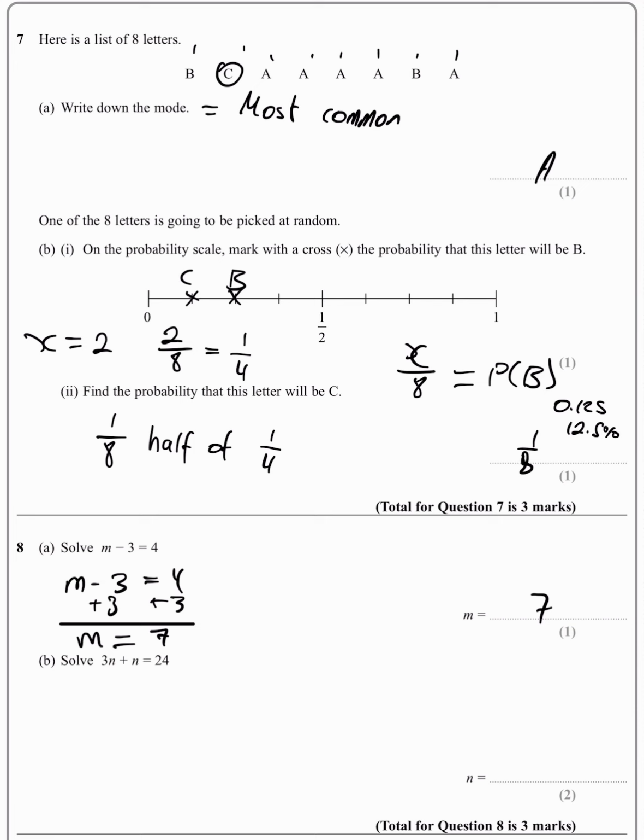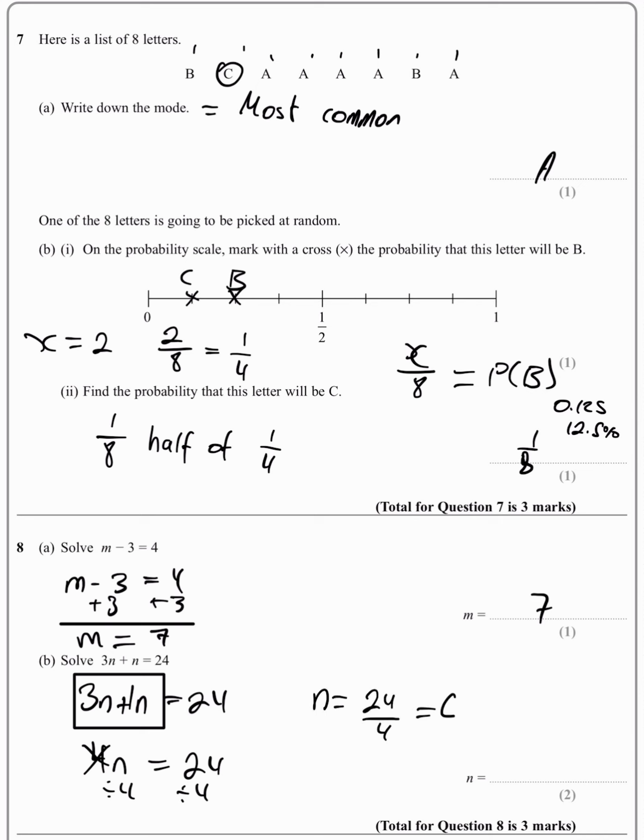Now, part B, same thing, just a little bit more complex. Whenever you have 3n plus n equals 24, since both of these share the same variable, we're going to add them like normal. Just imagine that there's a 1 in front of this n, so it's going to be 4n equals 24. Now, how do we get n? We're going to divide each side by 4 to get rid of this 4 next to the n. And so n equals 24 over 4, which is 6.